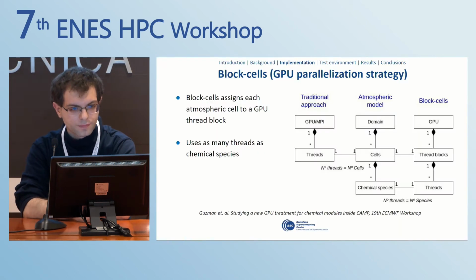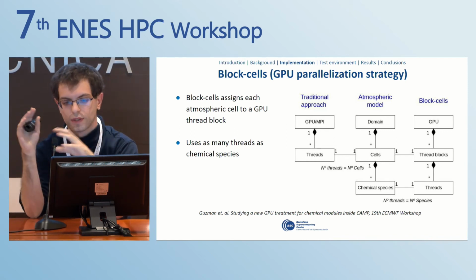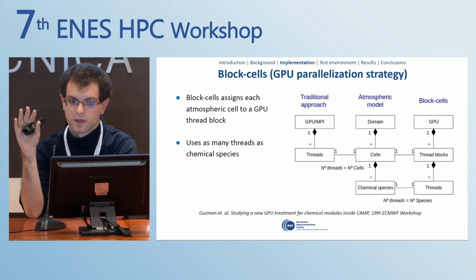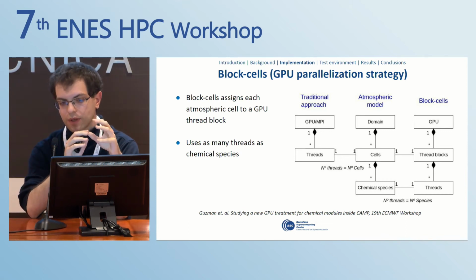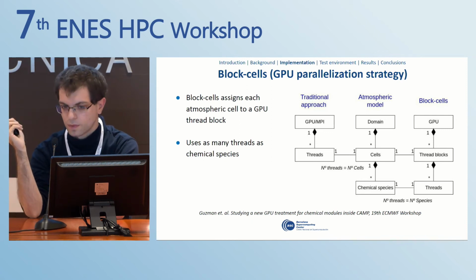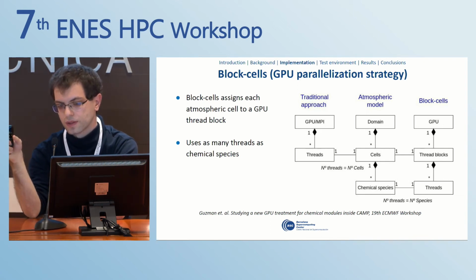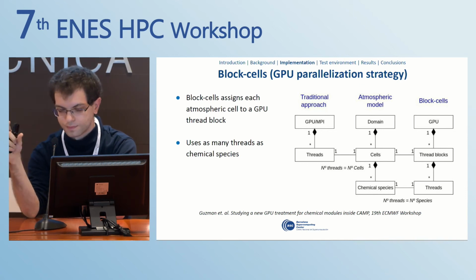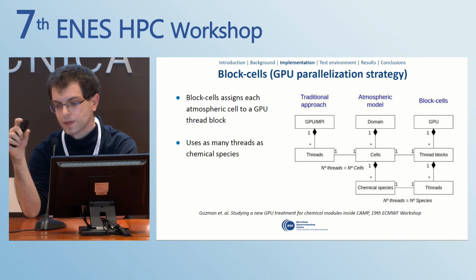And for the implementation, I will call our GPU parallelization strategy block cells. Block cells basically assigns each atmospheric cell to a GPU thread block, so it uses as many threads as chemical species. We can see in the right image that the traditional approach, usually for the GPU part, for example the KPP GPU or the MPI part, maps one GPU thread to each cell. This produces as many threads as the number of cells, while the atmospheric model, in fact, has many chemical species that can be mapped to multiple threads. So basically, our block cells implementation maps each cell to a thread block and each chemical species to a thread.